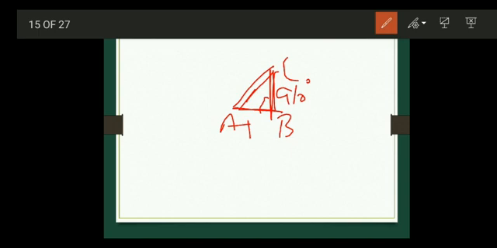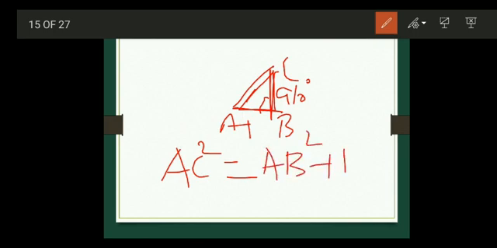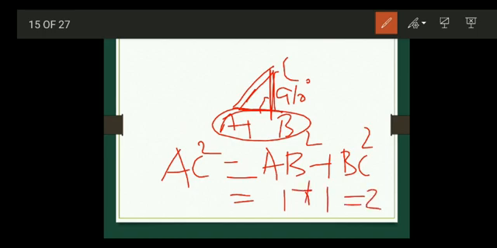We know that by Pythagoras theorem, the square of the hypotenuse is equal to the sum of the squares of the other two sides. That is, AC square is equal to AB square plus BC square. We know that AB is 1 unit, so AB square is 1 square, 1, plus BC square is 1 square, 1. So AC square is 2. Then AC is equal to root 2.